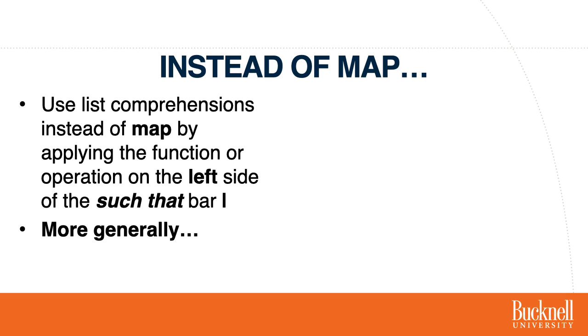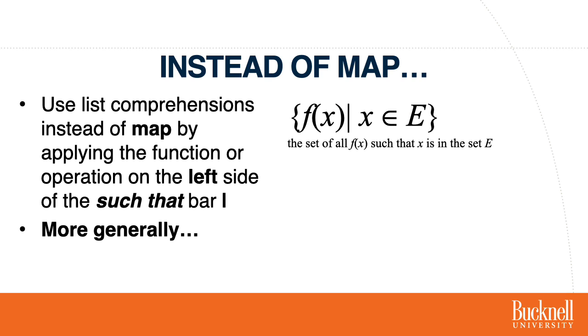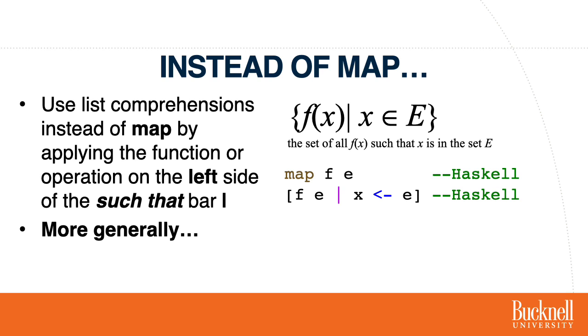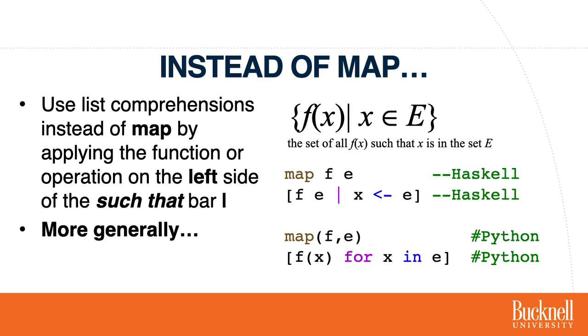More generally, we can apply a function on the left-hand side of the list comprehension. The set of all f of x such that x is in the set E. We could do this using a map or a list comprehension. And we can do this either in Python or in Haskell.